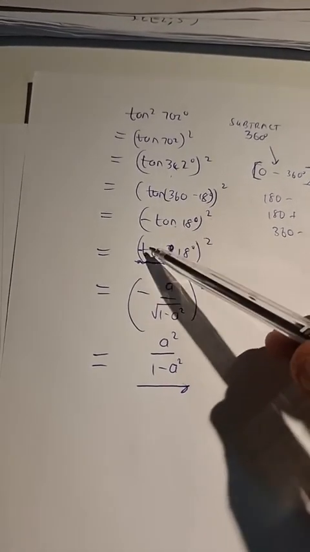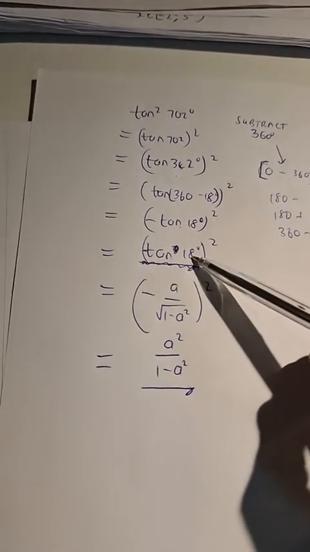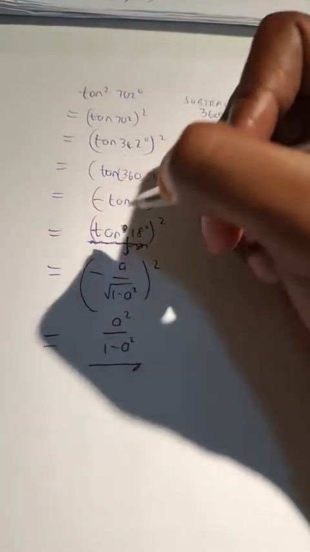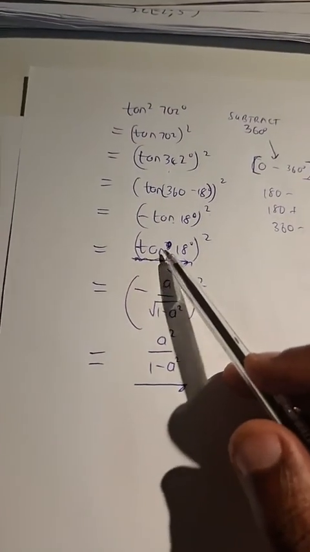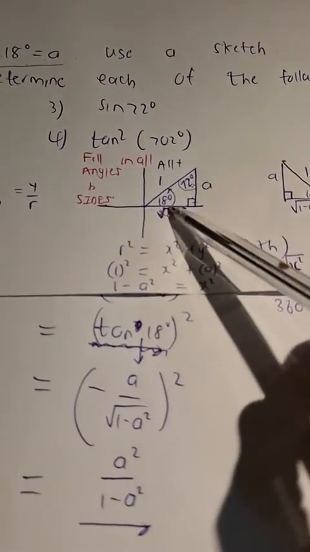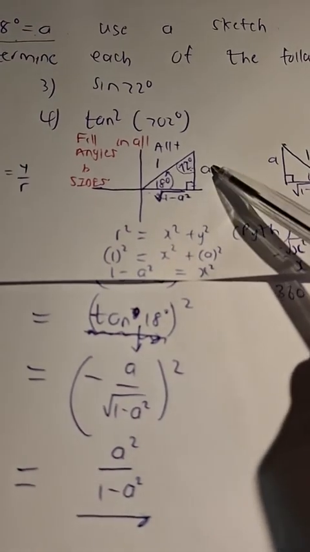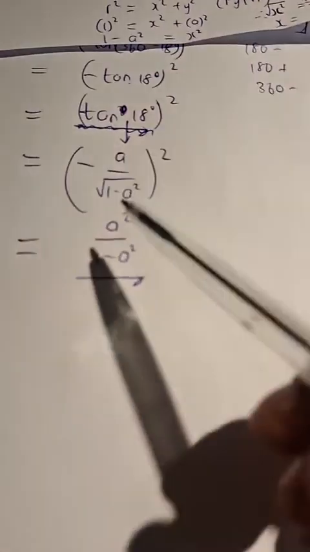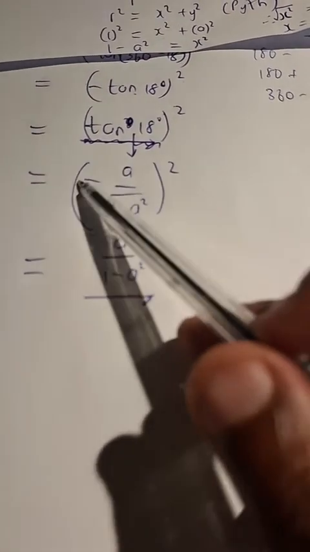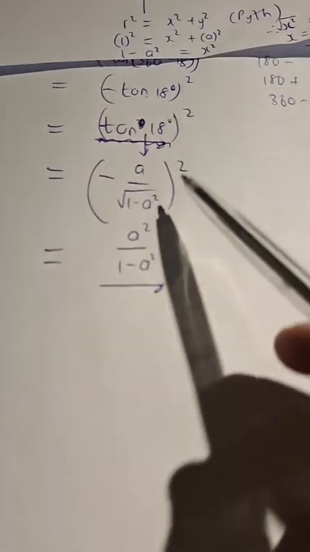Evaluate what the trig ratio is with the negative sign, negative tan 18. Use my diagram to state the ratio tan 18 in terms of a. I used this particular sketch because tan 18 is opposite over adjacent, meaning it's a over the square root of 1 minus a squared. But it's negative, because remember it was negative.